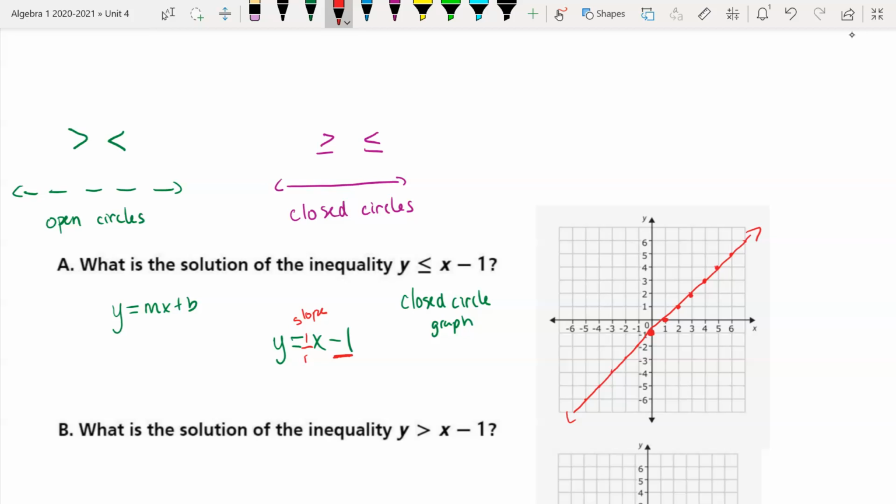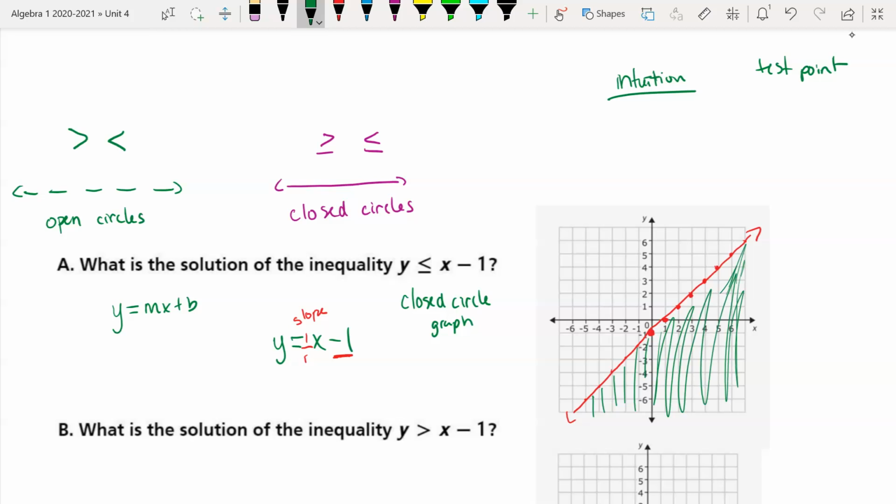And now the next and last part of graphing inequalities is to shade. When you shade, there's two ways to do this. You can do intuition, or you can do a test point. Intuition just means, hey, I know less than or equal to. If you think about less than, is it going to be above the line or below the line? If you're thinking intuition-wise, less than means below the line. So I would shade everything on the graph below that line.